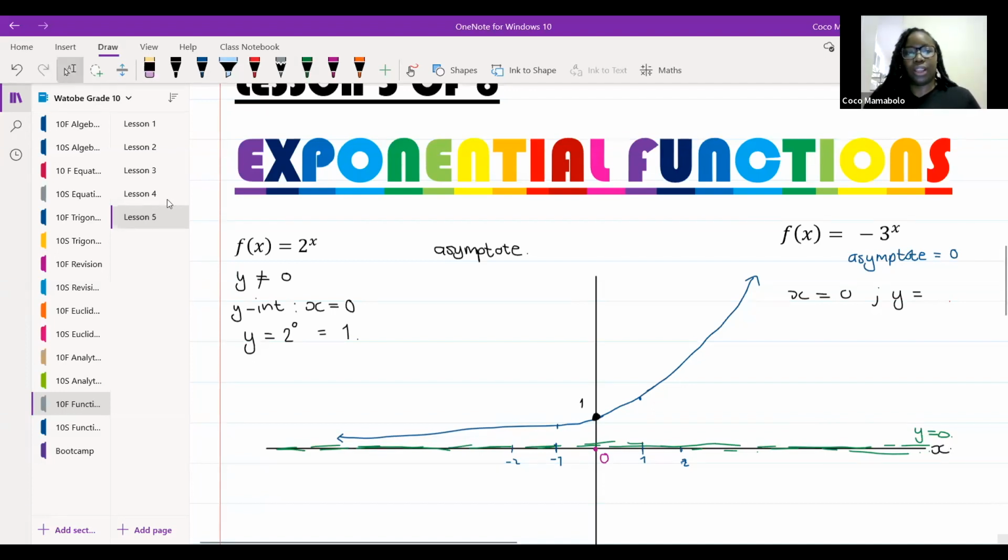Somebody's asking, ma'am, can we draw it as a straight line? No, we can't, because it's not a straight line. It's curving. It's going up a lot faster. Oh, no worries. Sorry, Kabo. Okay. Yes, Mawande.